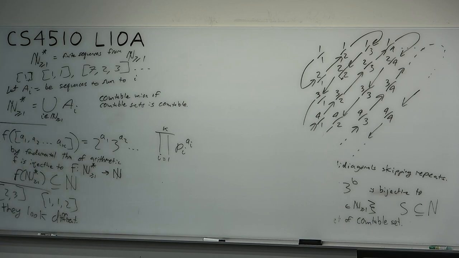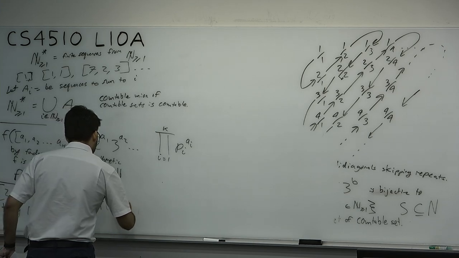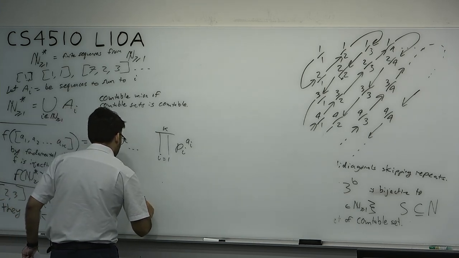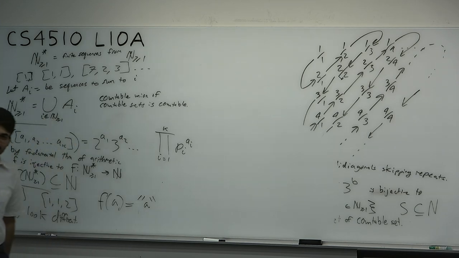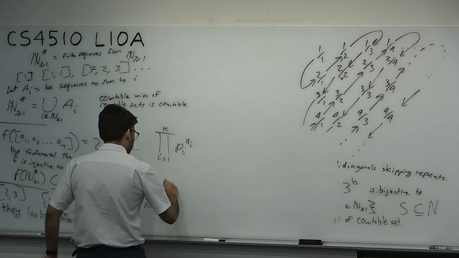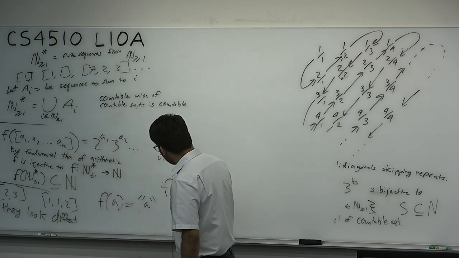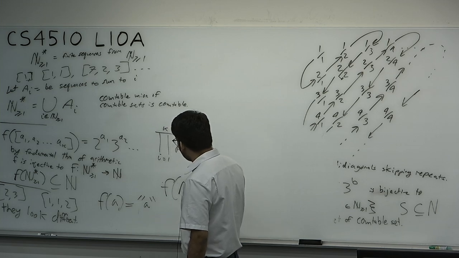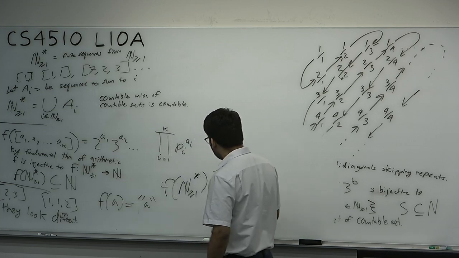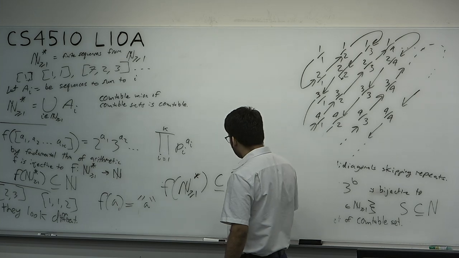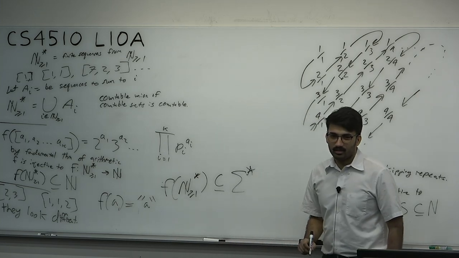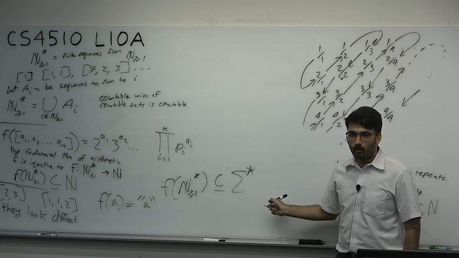Okay. So what's our function map here? I'm going to take the function that maps A to the string A. I'm going to take the toString function. This function maps every sequence uniquely to a subset of sigma star. Subsets of countable sets are countable, but why is sigma star countable?